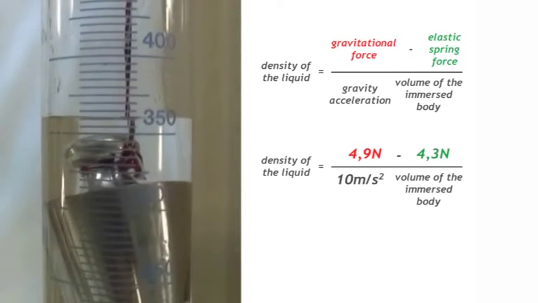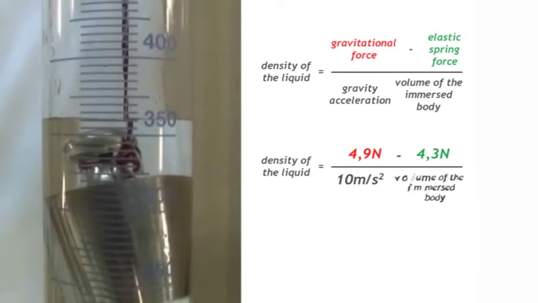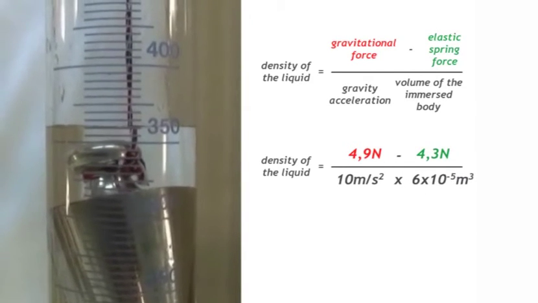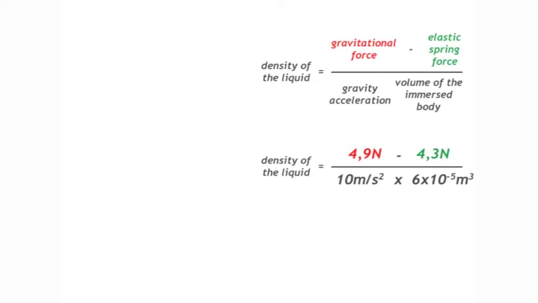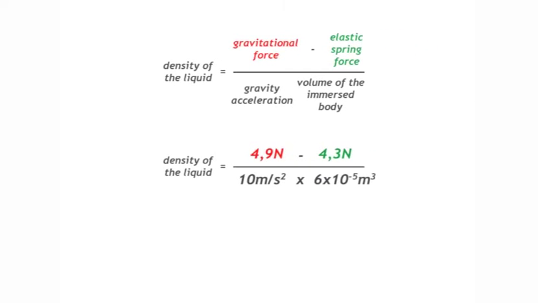The volume of this weight is 60 milliliters. That is 6 times 10 to the power of minus 5 cubic meters. When we calculate this expression, we obtain 1000 kilograms per cubic meter for the density of the water. The same as the data in the literature.